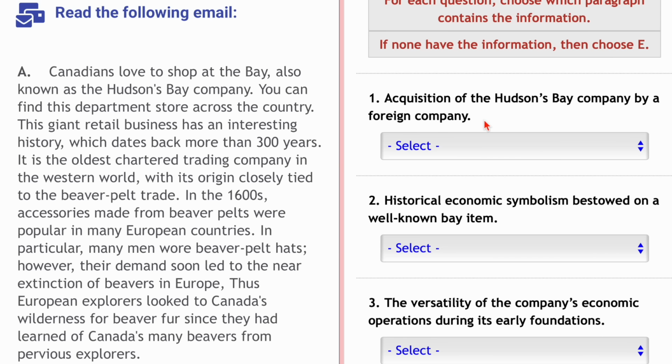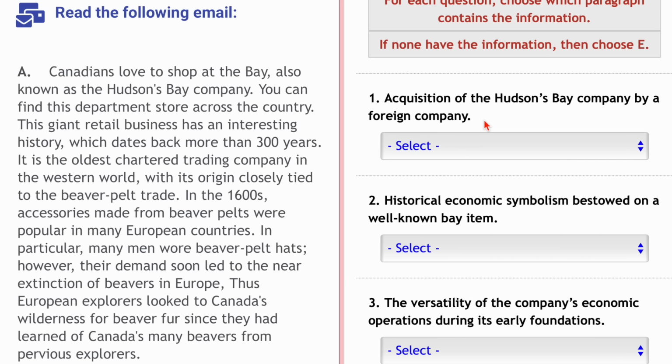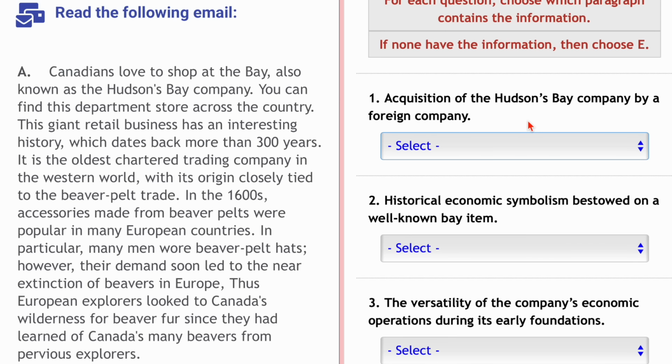Acquisition of the Hudson's Bay Company by a foreign company. So acquisition means acquiring or taking over or getting. So it says that the Hudson's Bay Company was taken over or acquired by a foreign company. Was that one an A? No, right? It wasn't an A. It wasn't talking about that.